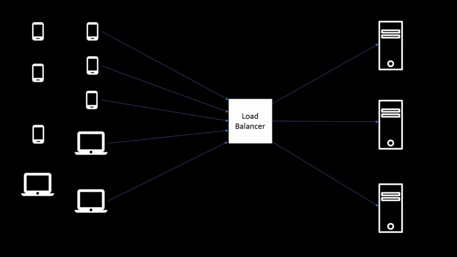So first of all, what is a single point of failure? A single point of failure is a part of your system whose failure can bring down the entire system. Okay? Now, we saw earlier how a load balancer distributes the traffic across the servers.